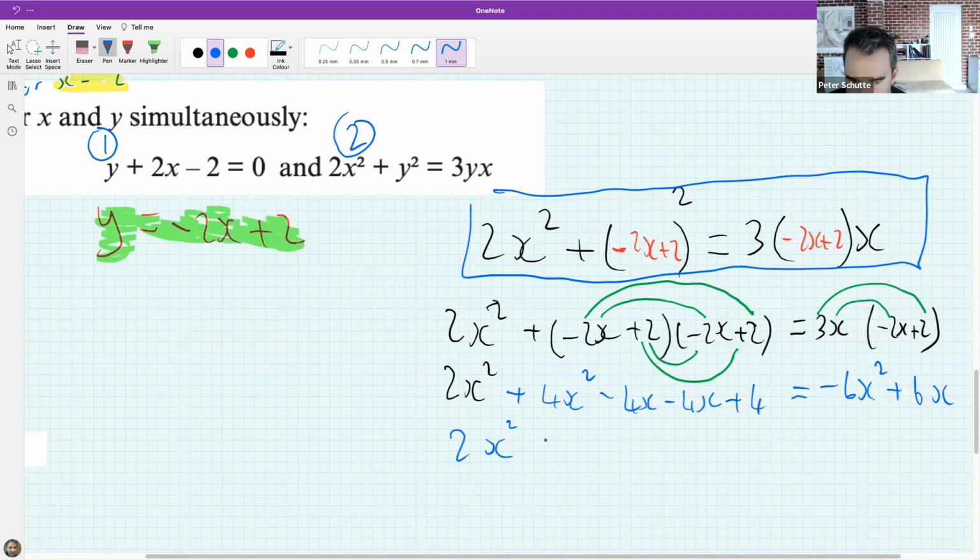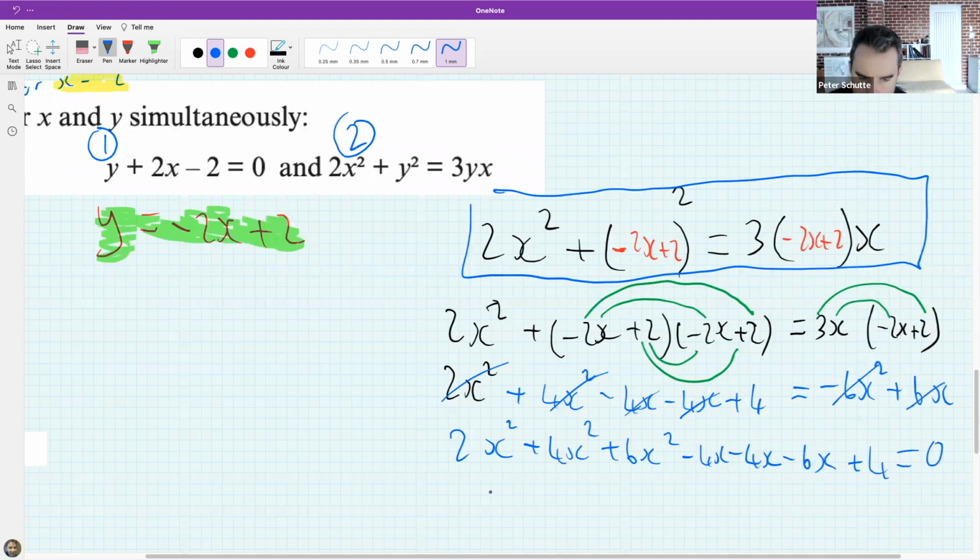We have 2x squared plus 4x squared plus 6x squared. So I'm doing all these ones first. And then minus 4x, minus 4x, minus 6x, plus 4. I get 8. No, not even 8. I get 12x squared minus 8 minus 14x plus 4. And that's what I get.